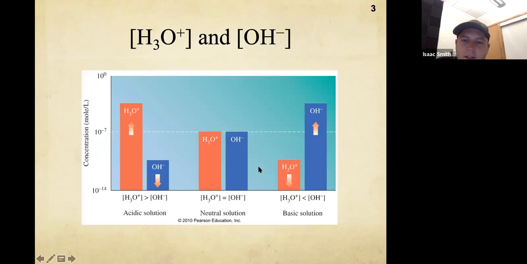All right, so in the last lecture we talked about this relationship, right, where in a neutral solution we have an equal amount of hydronium ions and hydroxide ions. In an acidic solution we have more hydronium than hydroxide, and in a basic solution we have more hydroxide than hydronium.